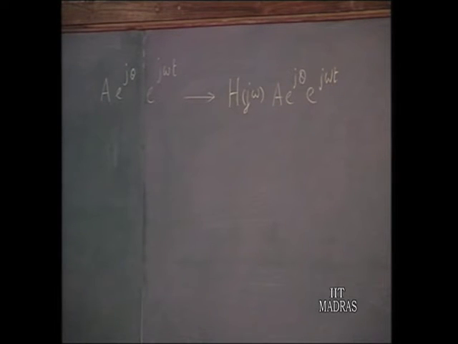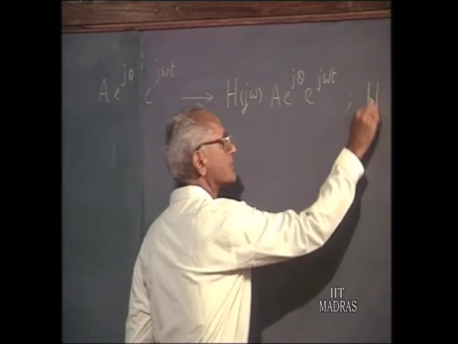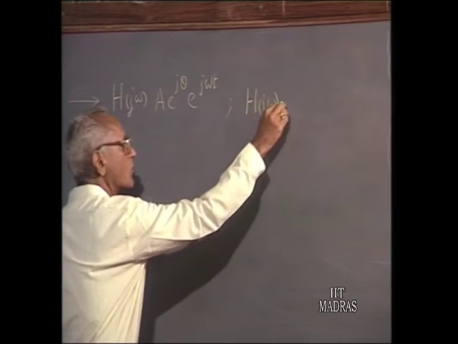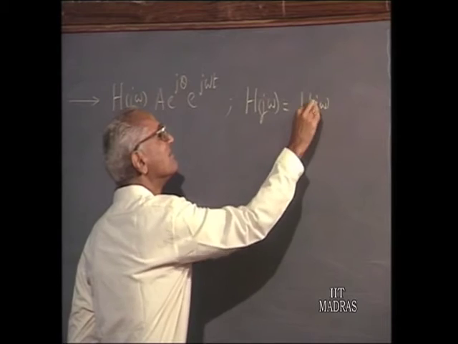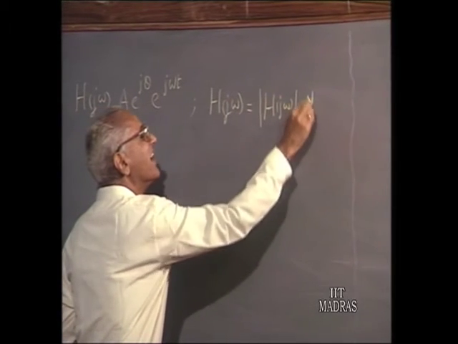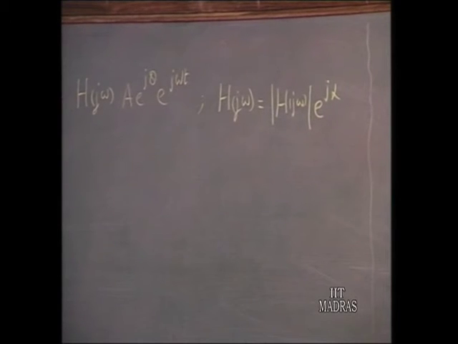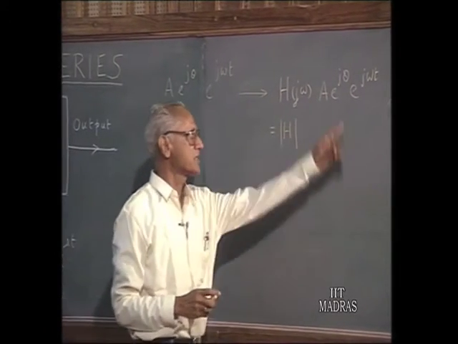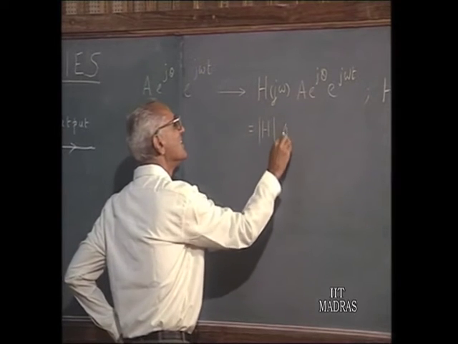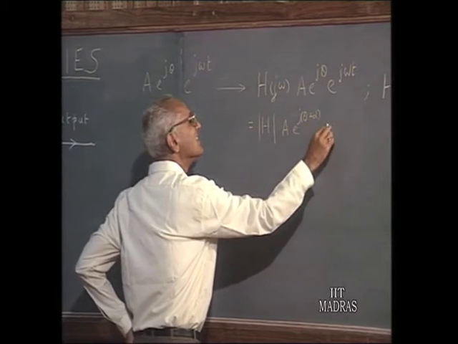Now, let me say that h of j omega, being a complex quantity in general, will have a magnitude, magnitude of h of j omega, and an angle alpha. Therefore, this can as well be written as the magnitude of h, I drop the functional notation j omega, times a e to the power of j theta plus alpha, e to the power of j omega t.